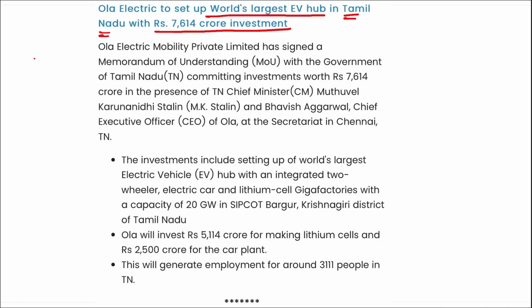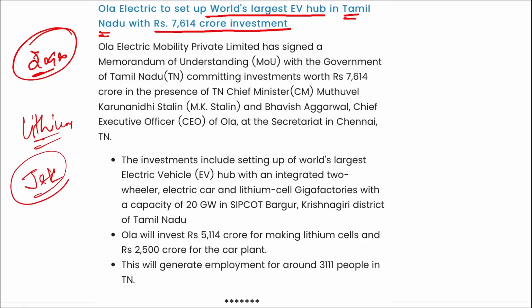Here remember, the setting up of this world's largest electric vehicle hub with an integrated two-wheeler electric vehicle and lithium cell gigafactories with a capacity of 20 gigawatt in Tamil Nadu. Very important. If we talk about lithium, where was lithium found recently? It was in Jammu and Kashmir.